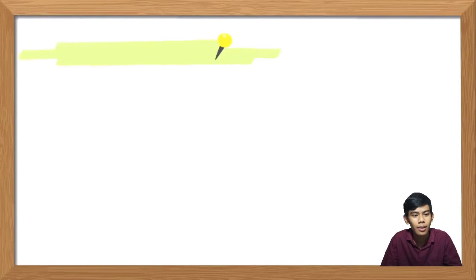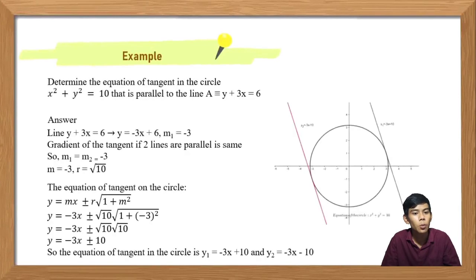For example, determine the equation of the tangent to the circle x squared plus y squared equals 10 that is parallel to the line y plus 3x equals 6. So for the line y plus 3x equals 6, we must transform it to the form y equals negative 3x plus 6.